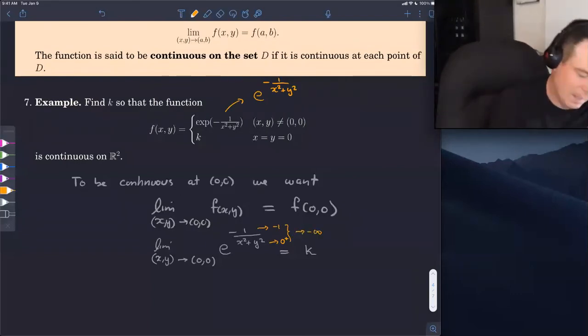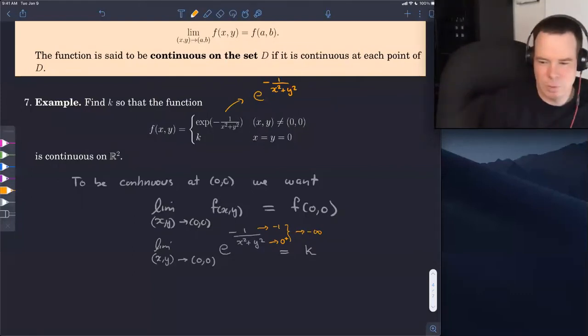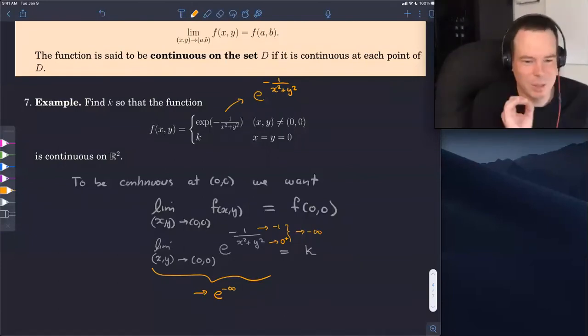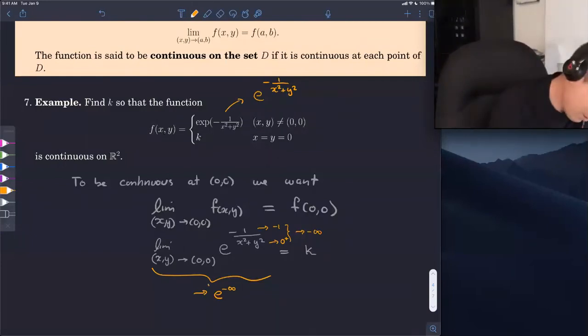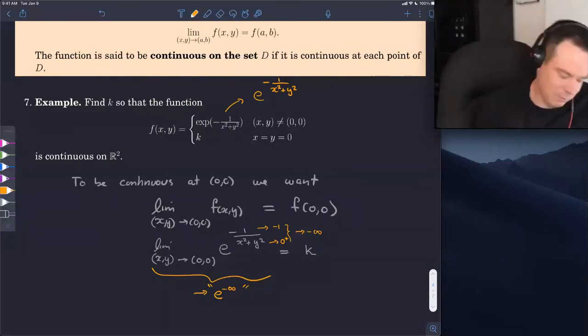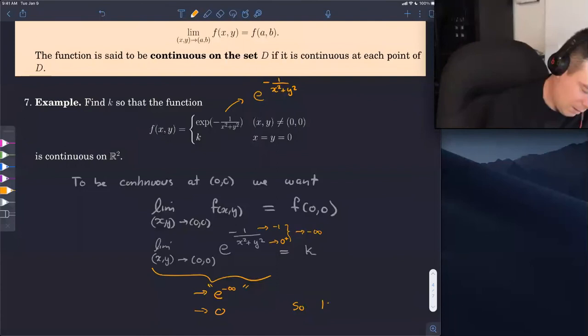And then we're taking e of that number that's going to negative infinity. Exactly, so that's going to 0. So this whole thing is going to e to the negative infinity. That's sort of an abuse of notation. I don't really like to write negative infinity as if I'm plugging it in, but I'll put quotations around it, as in, this is what we're thinking. It's going to e to a really big negative, and that's 0. So k equals 0 to be continuous.